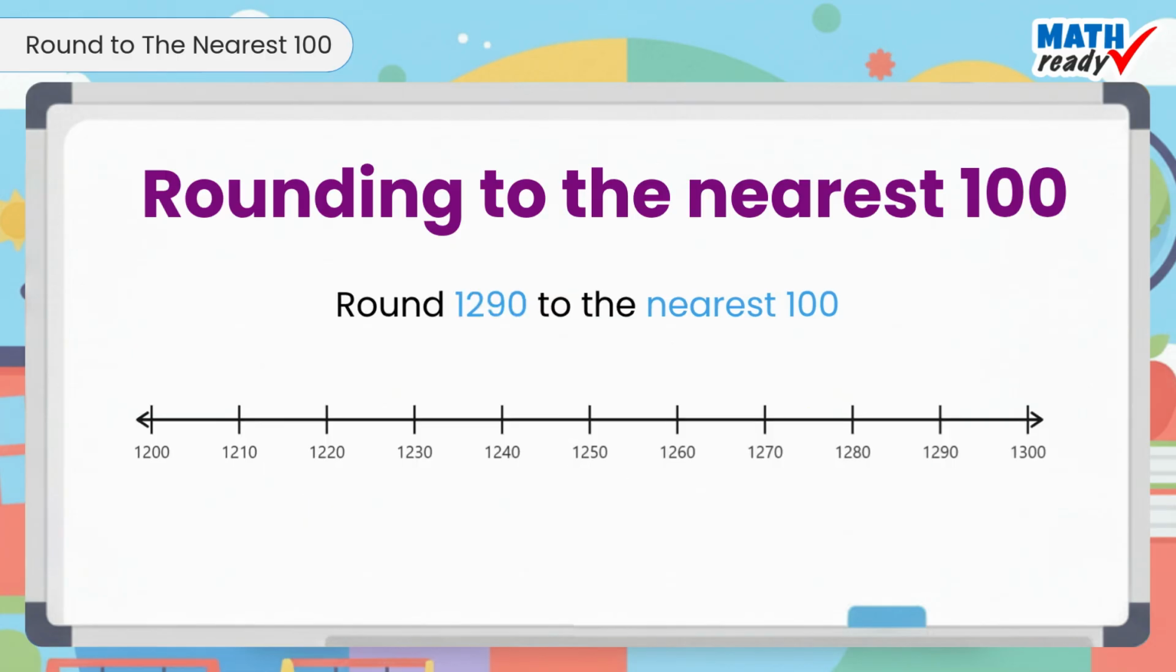Now let's try a larger number. Round 1290 to the nearest hundred. You can see that 1290 sits between 1200 and 1300. It is closer to 1300, so we round up to 1300.